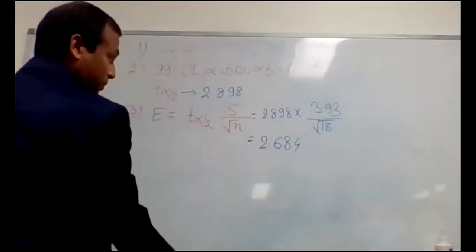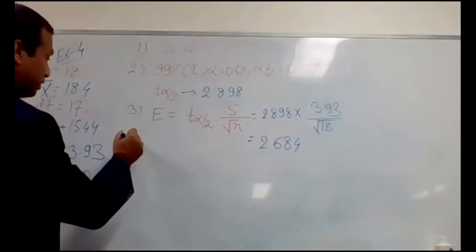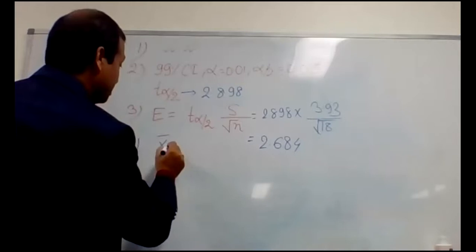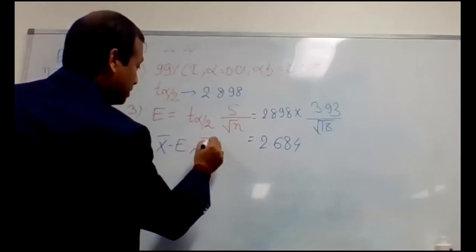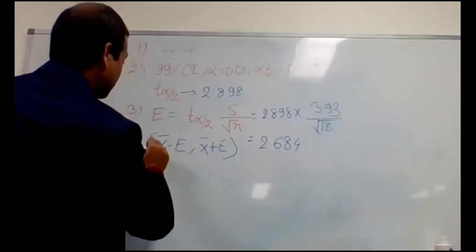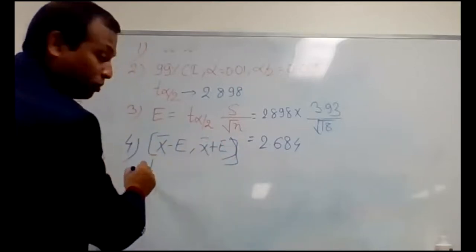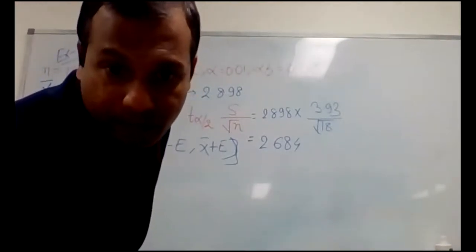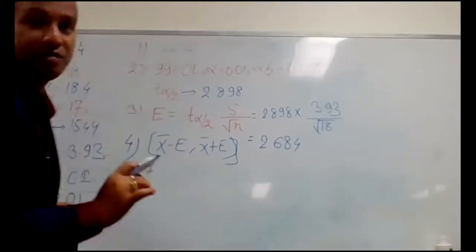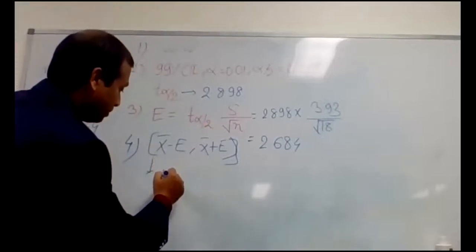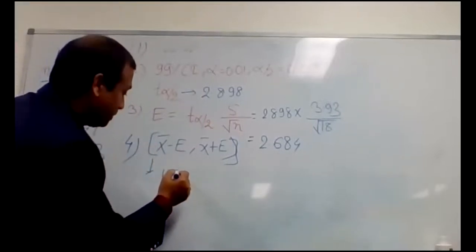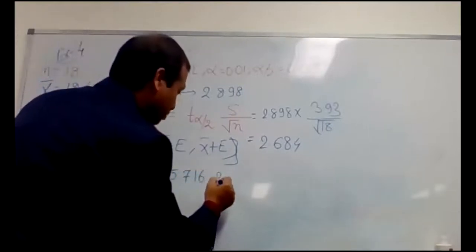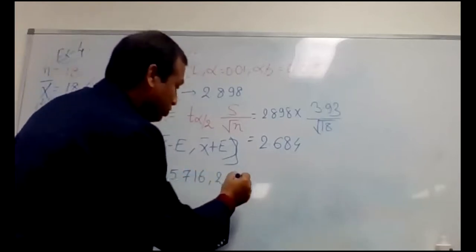Okay, so you got this answer. So move to the question of step number 4. What will the value be in this case? X bar minus E, X bar plus E. Let me know what range you will get. You must get 15.716, correct? And the second one is 21.084.